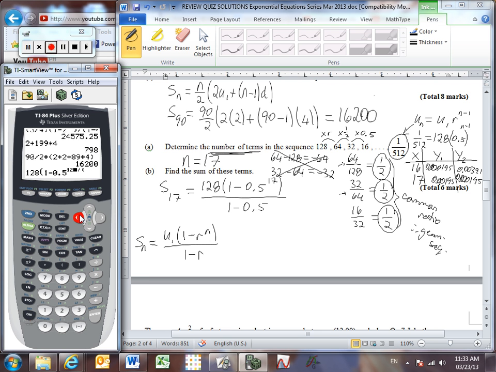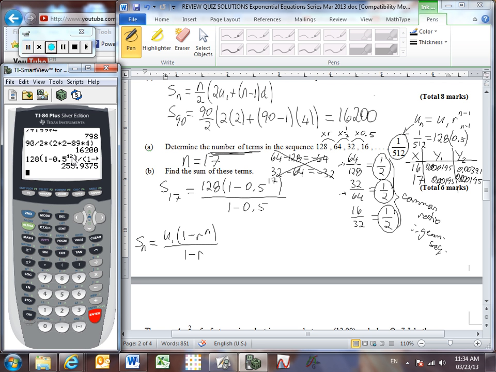Just a second. 1 to the power of 12. Exit the exponent and now close the parentheses. Good. And divided by 1 minus 0.5. And we get an answer of 255.9375. Oh, it wasn't to the power of 12, was it? It was the power of 17.